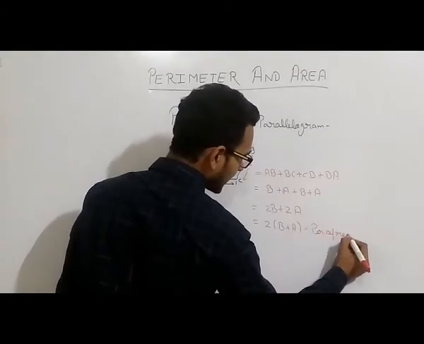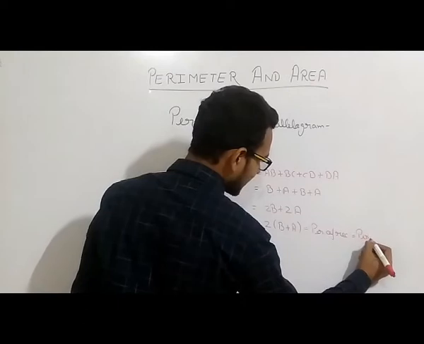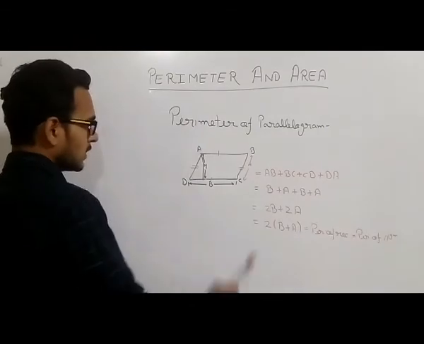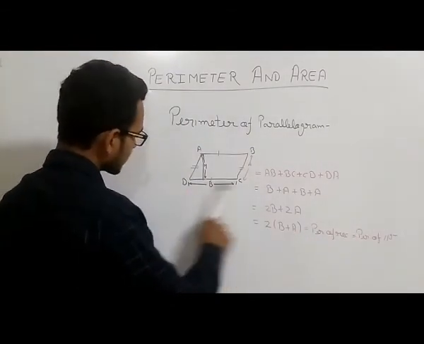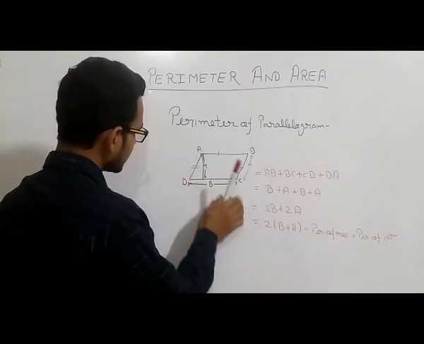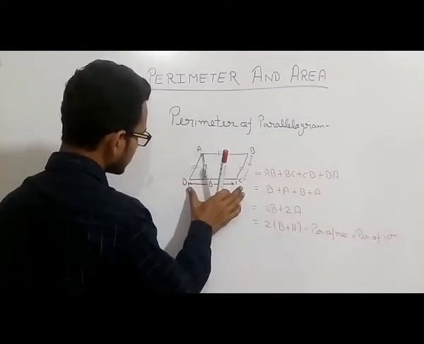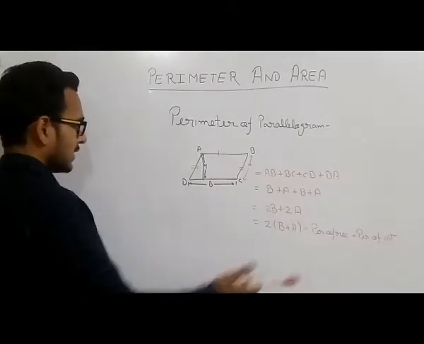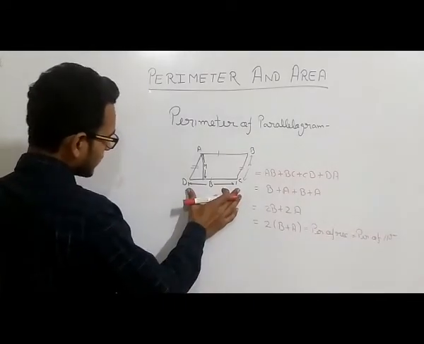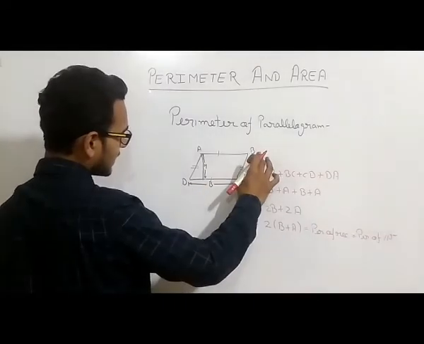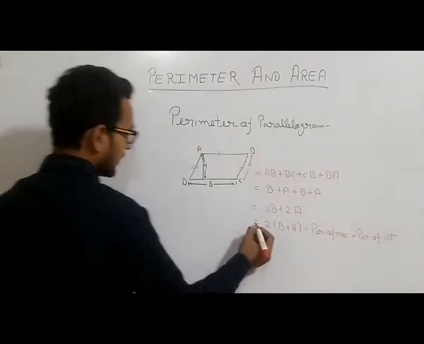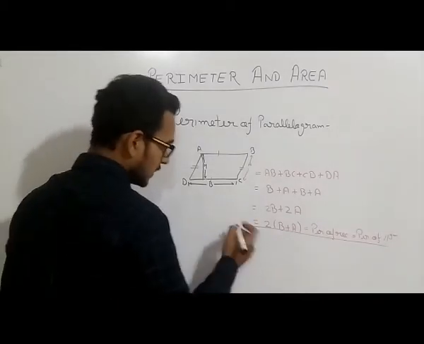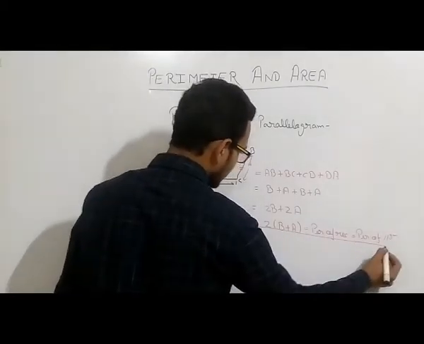So the perimeter of a parallelogram is the same as the perimeter of a rectangle. In the rectangle we take the length and breadth, and here we change the value. Here B is the base and A is the other side. So in this way we find out the perimeter of the parallelogram.